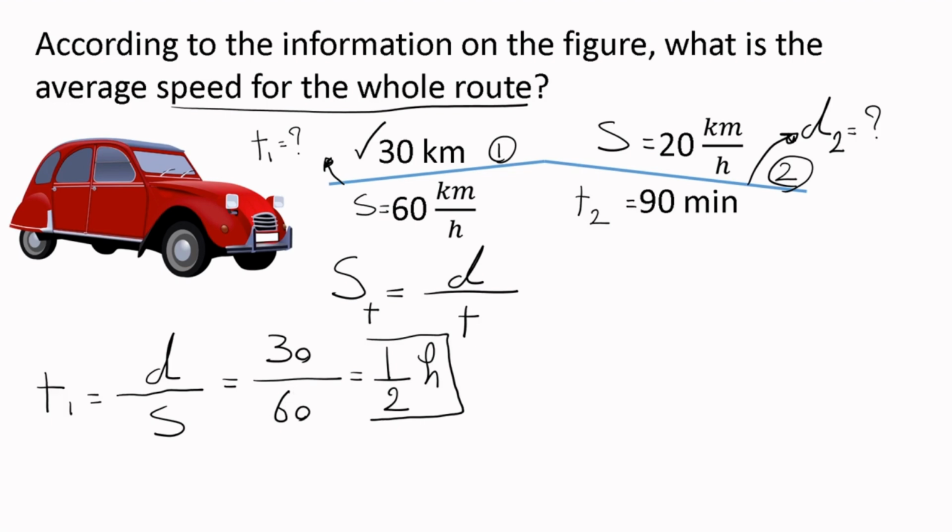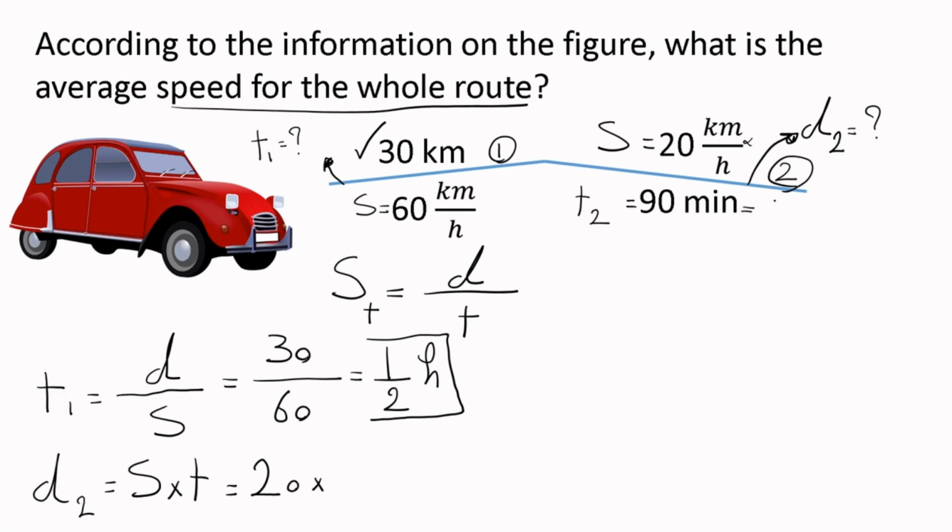Okay, let's go for the second part. I want to calculate distance of the second part. As you definitely know, the formula for calculating distance is equal to S times T. Do I have S for the second part? Yes, it is 20. Okay, do I have the time? Pay attention. This part can be a little bit tricky. Yes, I have time. It is 90 minutes. But you are not allowed to replace T with 90. Why? Because the unit of S is kilometer per hour and the unit of time must be hours, right? But here I have minute. What should I do? I must convert it to hour.